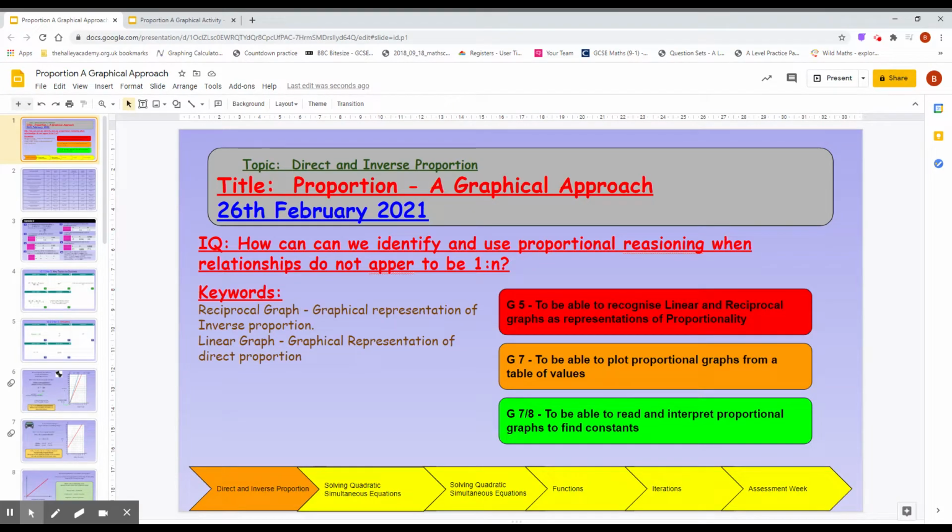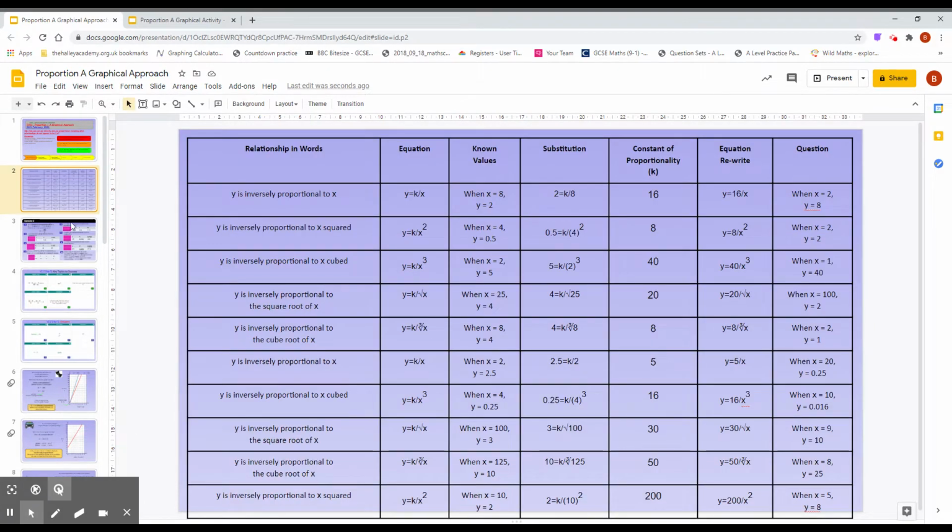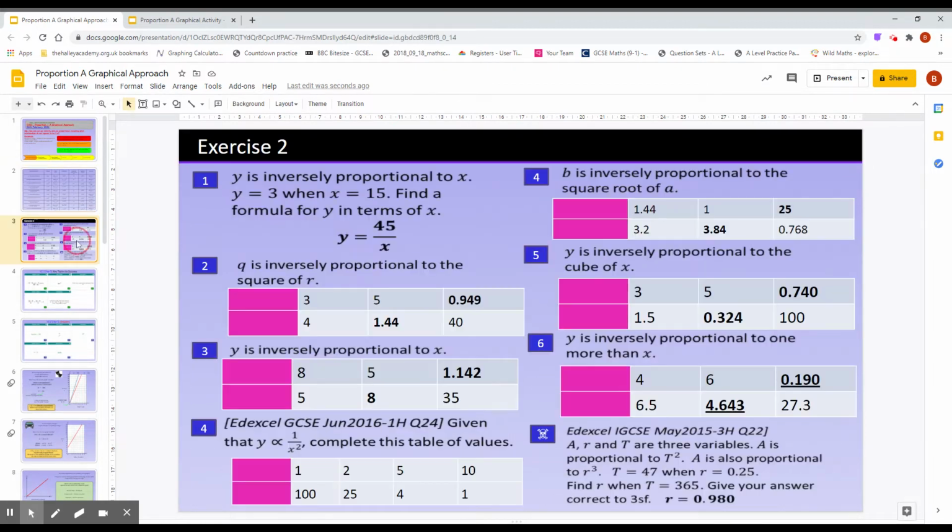Hello everyone. In this video, we're going to focus on proportion from a graphical approach. Our key inquiry question: how can we identify and use proportional reasoning when relationships do not appear to be 1 to n? The answers for last lesson are on slides 2 and 3 for your reference.